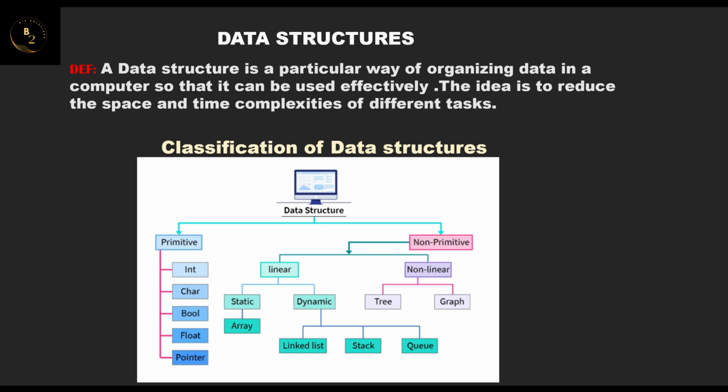One is static, that consists of array, and another one is dynamic, that consists of linked list, stack, queue. Coming to the non-linear, there are two types. One is trees, another one is graphs. Now I am going to discuss each one in detail.